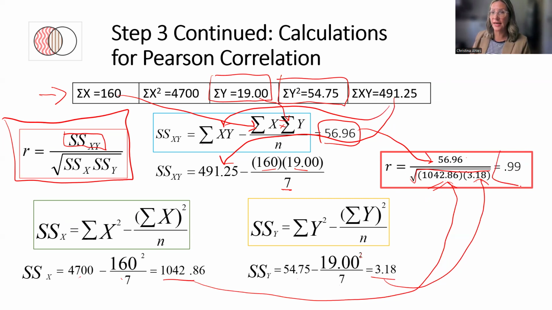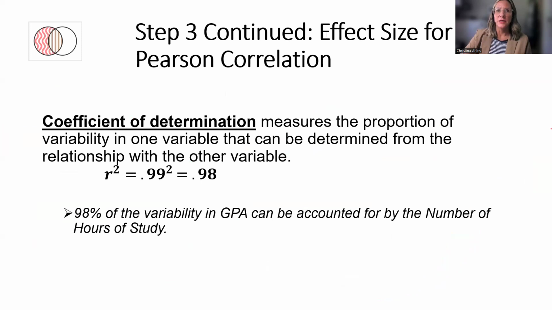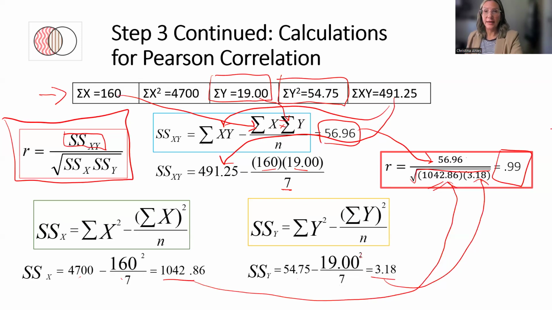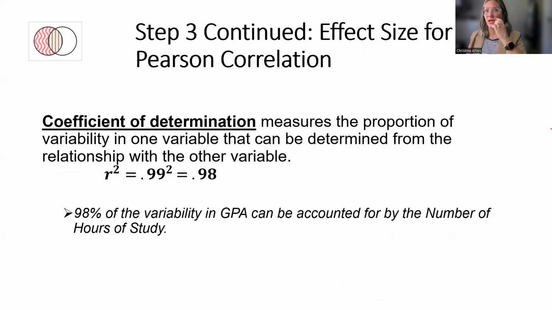So our R in this case is 0.99. That's an extremely strong positive relationship, almost a perfect positive relationship. So that 0.99 is called the correlation coefficient. But now we need to calculate the effect size, and the effect size is called the coefficient of determination. I know they have similar names, but there is a difference.